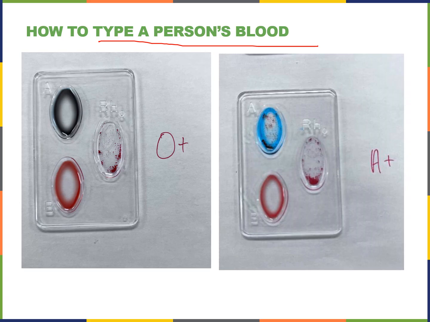So it's actually quite simple to do if you have the right stuff to do it with. But basically, this is showing you the result for one person, and this is showing you the result for another person. So we have these plastic or glass plates in a lab, and they have 3 wells. So this well here, if you look carefully, it's labeled A.